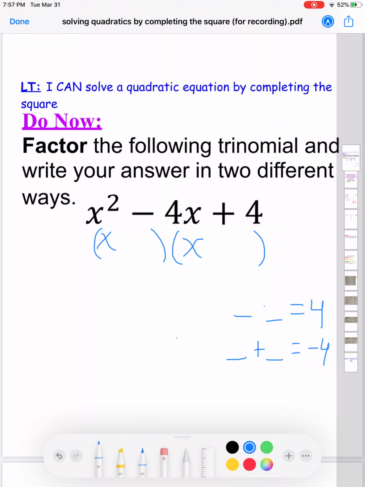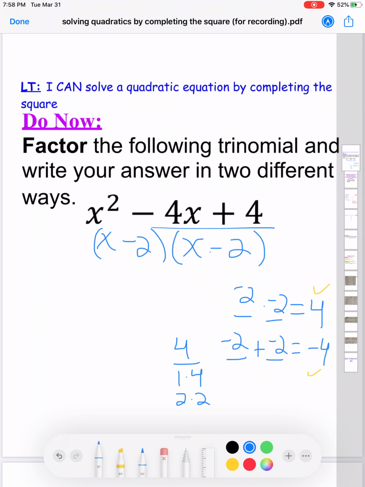Now, if we think about the factors of 4, the only factors of 4 are 1 and 4 and 2 and 2. So how can we multiply to positive 4 but add to negative 4? That would be to use negative 2 and negative 2, because negative 2 times negative 2 is 4, and negative 2 plus negative 2 is negative 4. So we'll go ahead and fill in both binomials with x minus 2 and x minus 2. So we've correctly factored this expression.